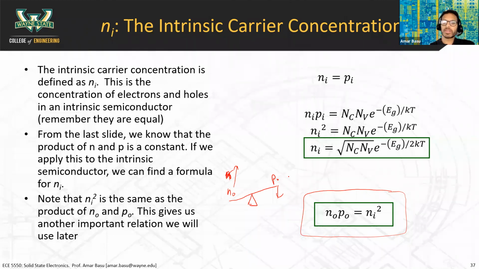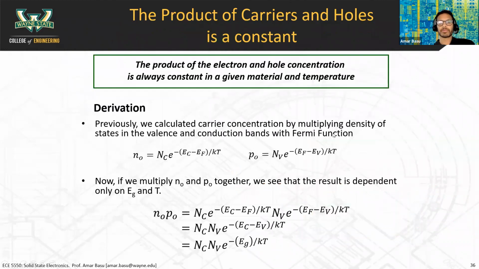Okay, so some of the stuff we've been discussing in the last few slides. This is an important relationship that you're going to be using over and over again: np equals ni squared, and ni for silicon at room temperature is equal to 1.5 times 10 to the 10 per centimeter cubed. This will be in the notes as well, but I'm just putting it out here. So n times p is a constant. Let's see where this formula comes from. The product of electron and hole concentration is a constant in a given material and temperature.